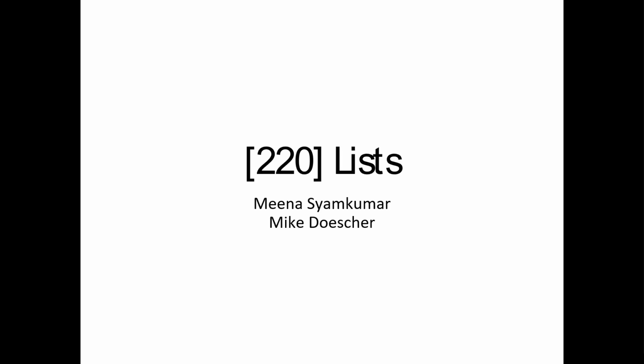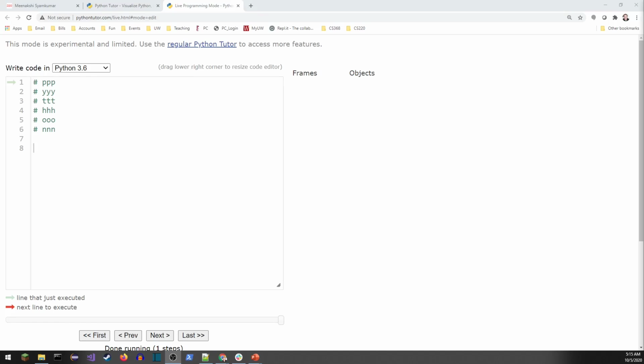All right. Before I dive into lists, I also want to quickly jump over to Python Tutor and talk about one more kind of loop. So at the end of this, we're going to have 3 different kinds of loops that we'll be able to use. I've just got a silly example. I'm just going to print out PPP, YYY, TTT, HHH, OOO, NNN. It's kind of hard to say.